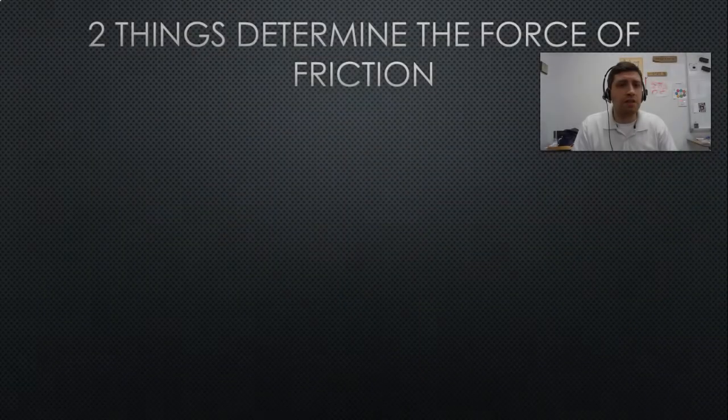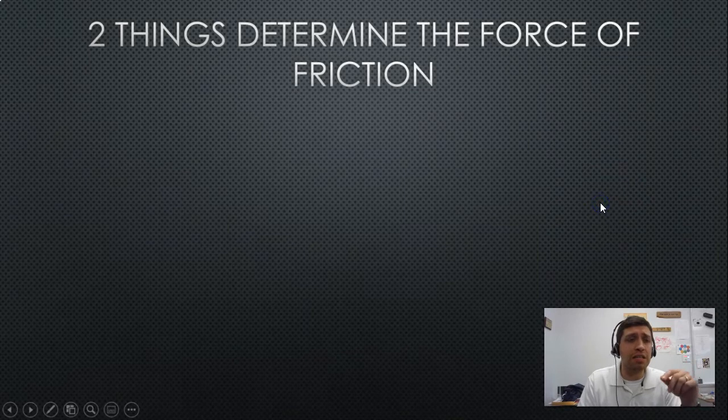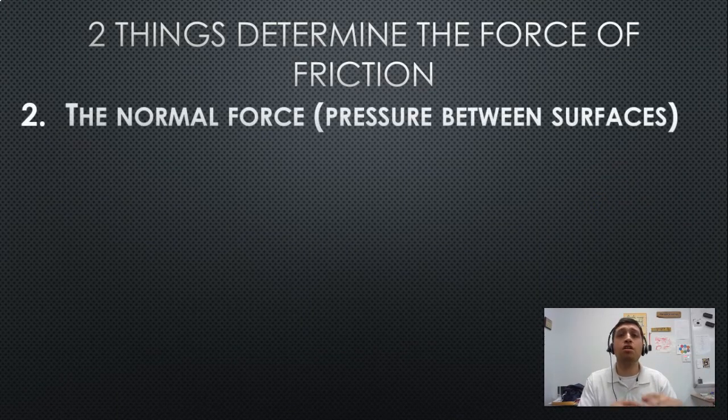So to continue with our discussion of friction, let's look at the second thing that determines the force of friction. The first thing was the type of surface in contact. Well, the second thing is the normal force. Now, we know the normal force is the force that a surface exerts whenever a surface is in contact with anything else. Sometimes with friction, we can think of that as the pressure between the surfaces.